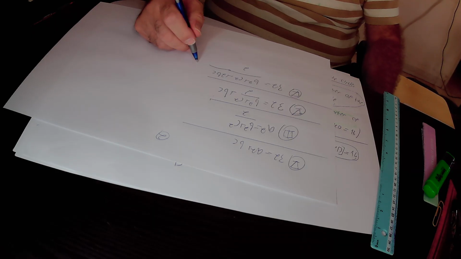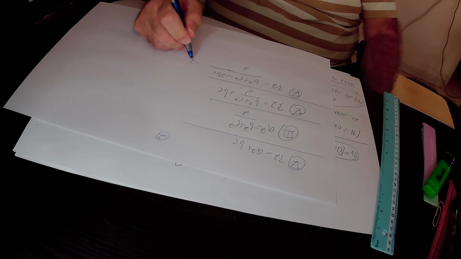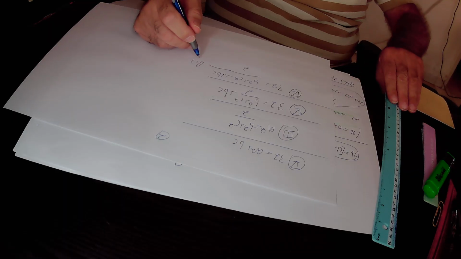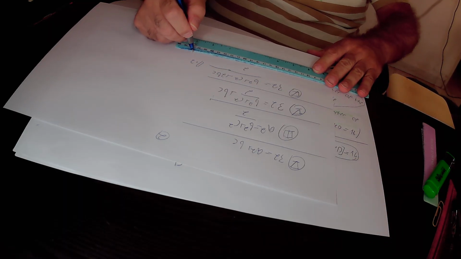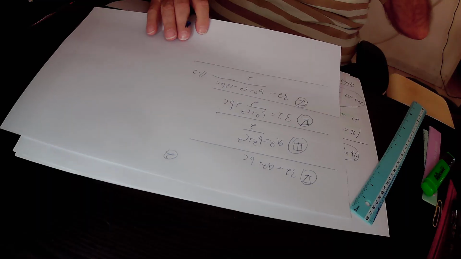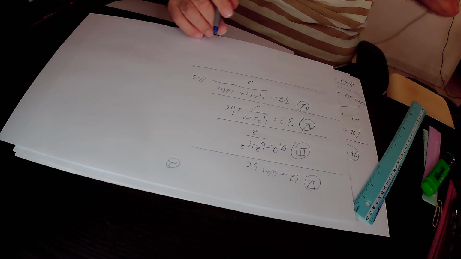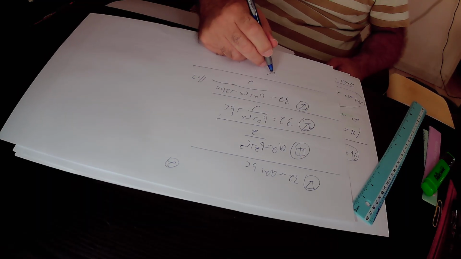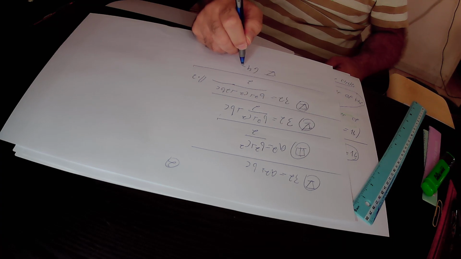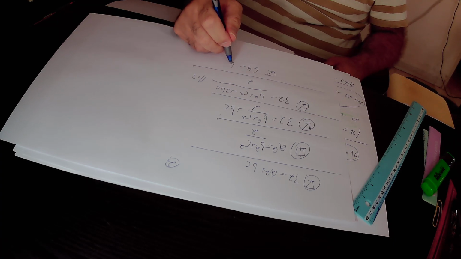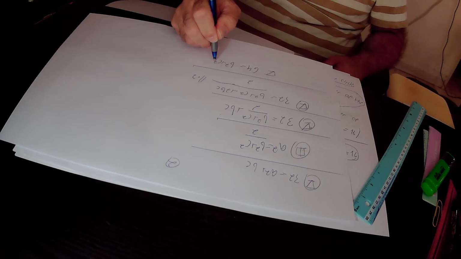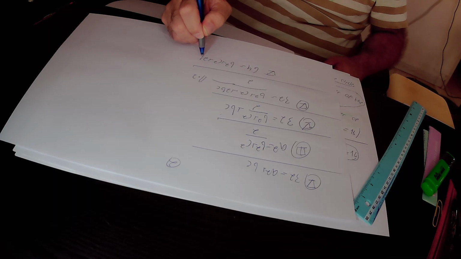Here we will multiply this equation 5 by 2. And finally we get that according to equation 5, 32 times 2 is 64. So 64 equals B square plus C square plus 2 times B times C.